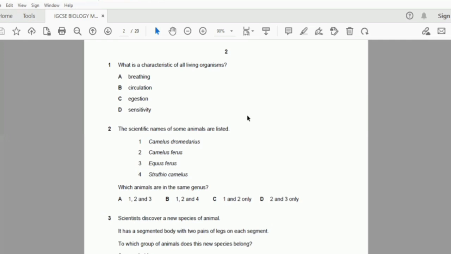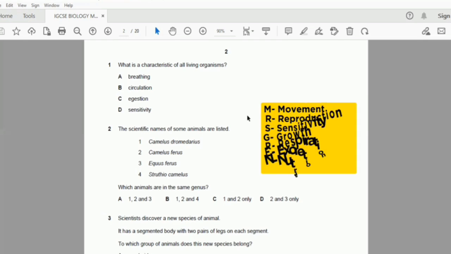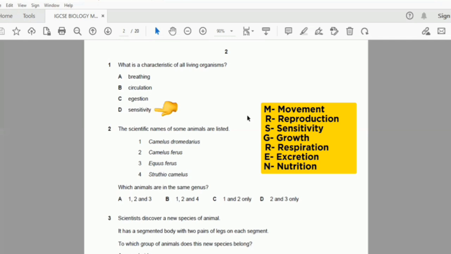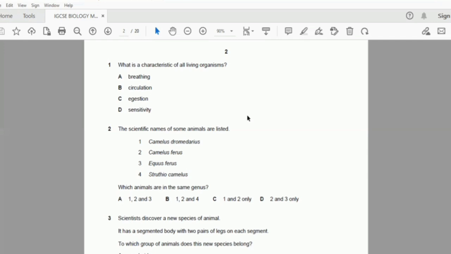MRS GREN, Mrs. Gren, and M stands for movement, and R is reproduction, and S is sensitivity. Gren, G is growth, the other R is respiration, and E is excretion, and N is nutrition. So from that, we can answer this question. The correct answer here is D, which is sensitivity. It's not breathing, it's not circulation, it's not egestion.